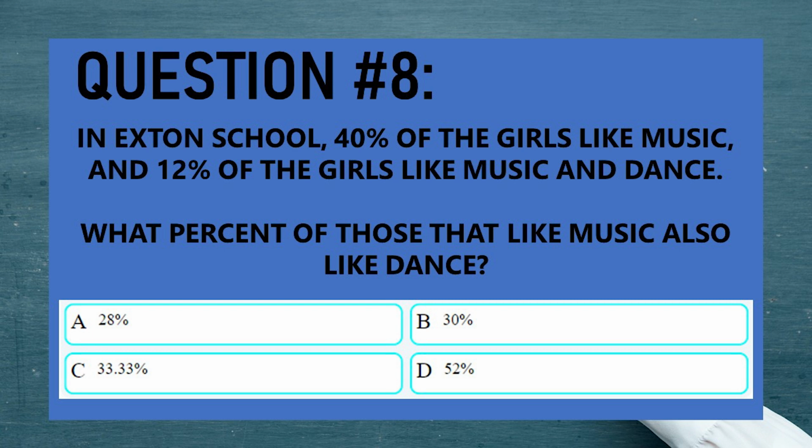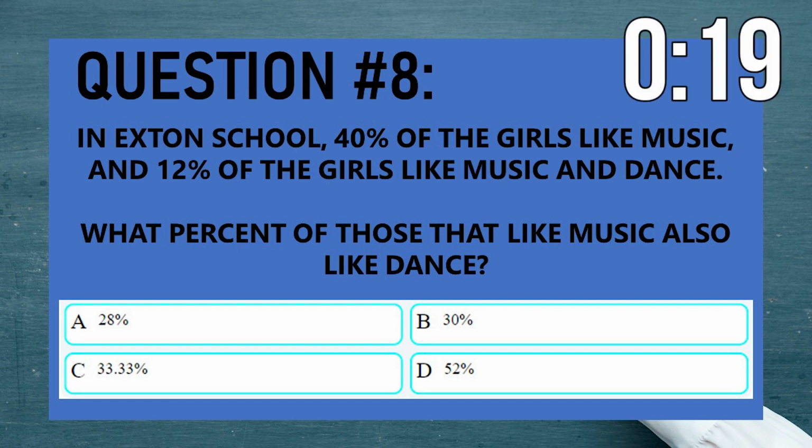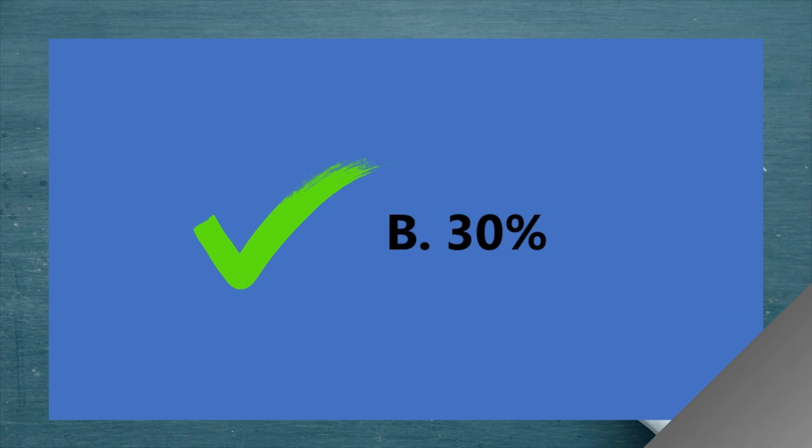Letter A, 28%. Letter B, 30%. Letter C, 33.33%. Or letter D, 52%. And the correct answer is letter B, 30%.